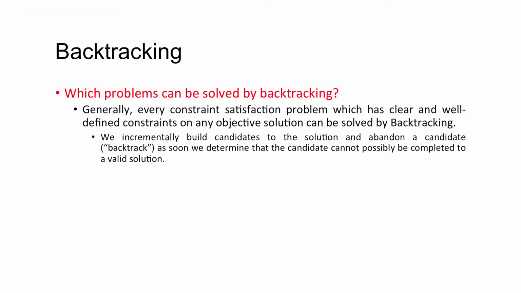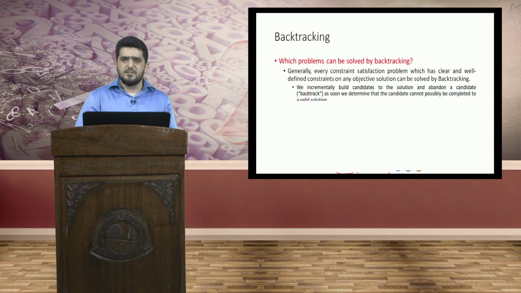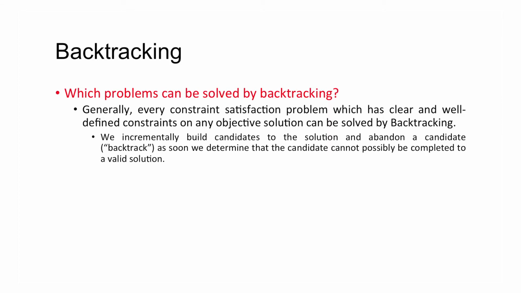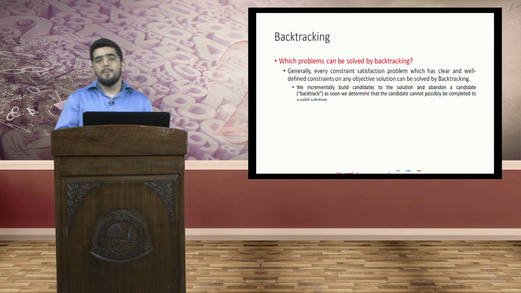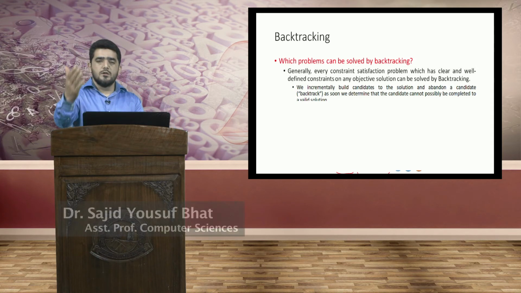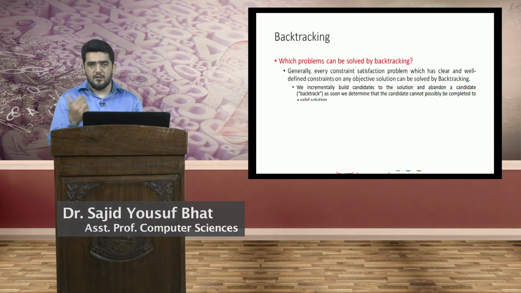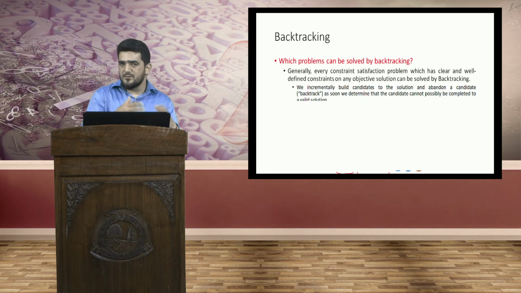So you have an objective function which you need to either maximize or minimize, subject to certain constraints. Provided we are able to incrementally build a solution to this problem, and upon traversing each of these elements we are able to abandon certain candidates, which means backtracking to a previous decision, as soon as we determine that a candidate cannot possibly be completed to a valid solution. So as soon as we determine that if we follow this particular node to the leaf nodes, we might not get a valid solution, we simply backtrack at that point and do not follow the state space tree to find the solution.